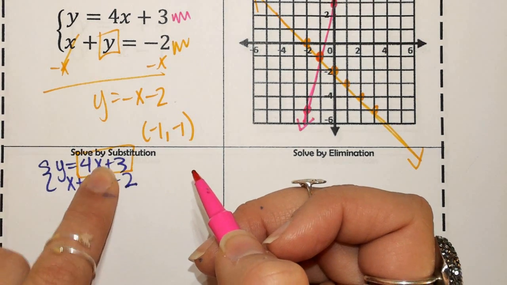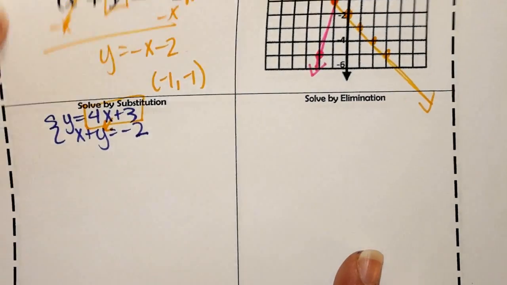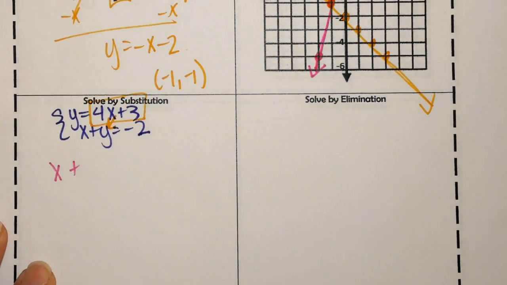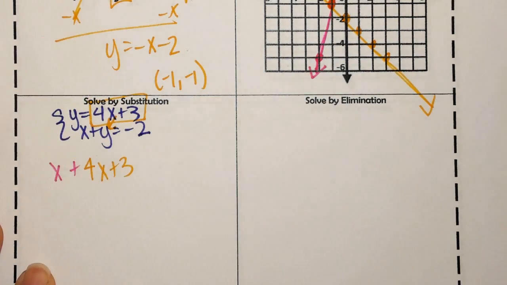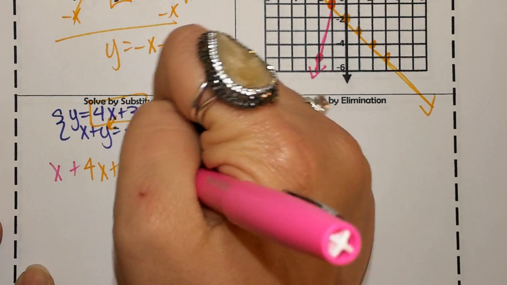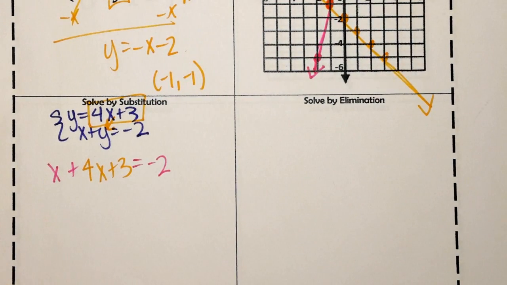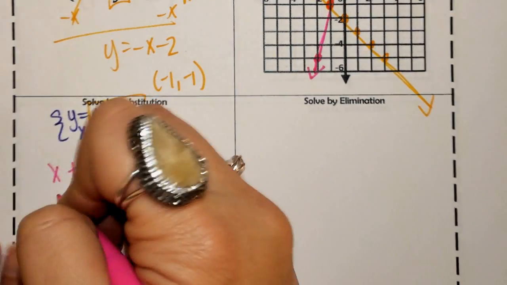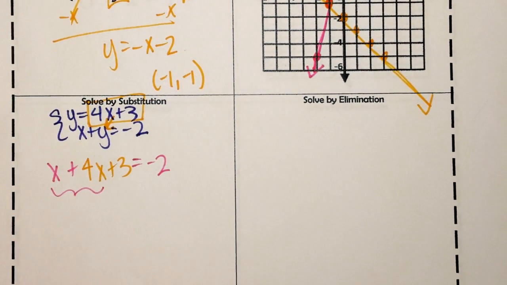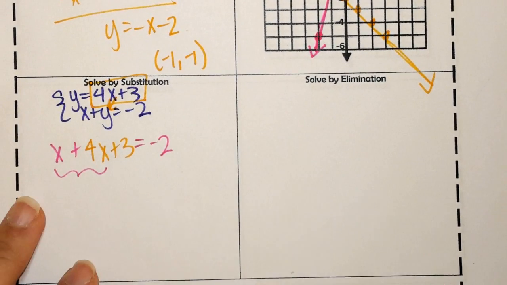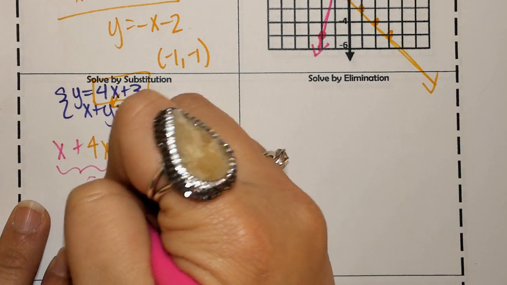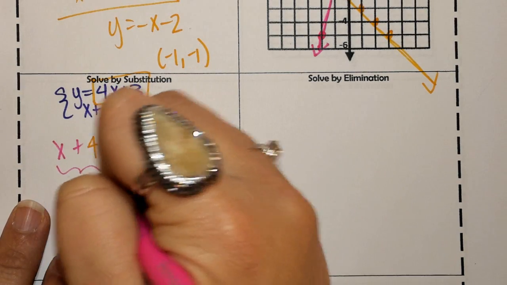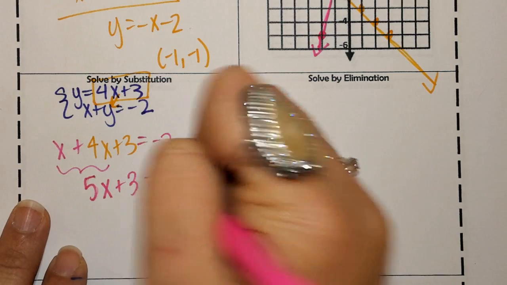Alright, so now I'm going to plug 4x plus 3 in for y because this is y equals. So I'm going to write x plus, what does y equal? Alright, now what do I do from here? Yes, take a point. Remember, today's the day that you can go over. So I add the x, and that saved some of you last week, just to let you know. Alright, so that gives you 5x plus 3 equals negative 2.